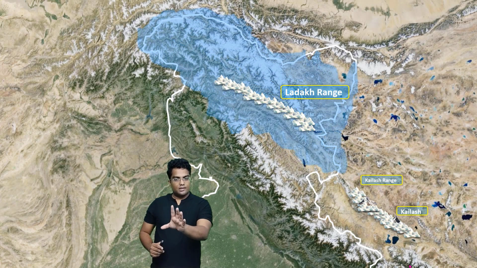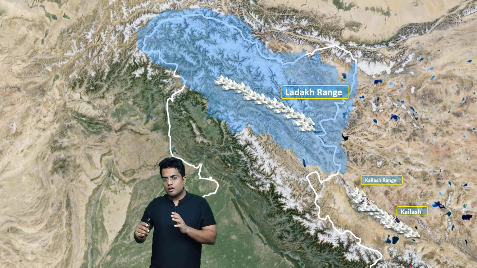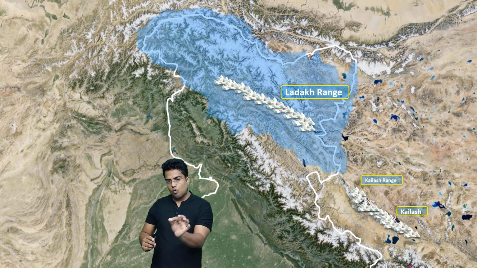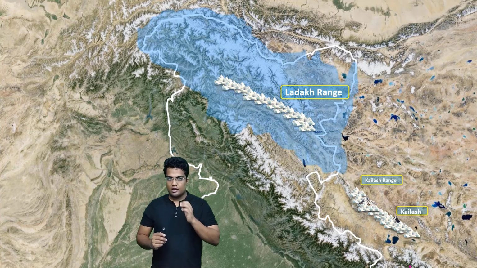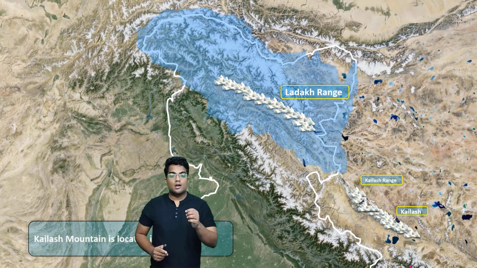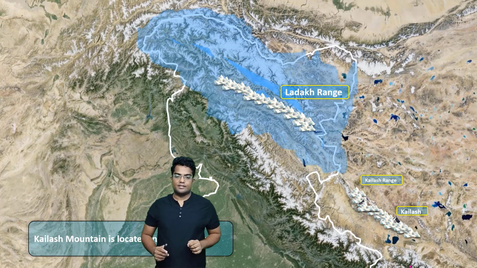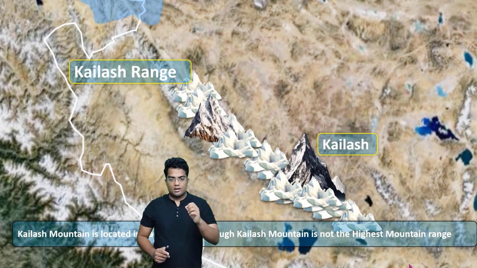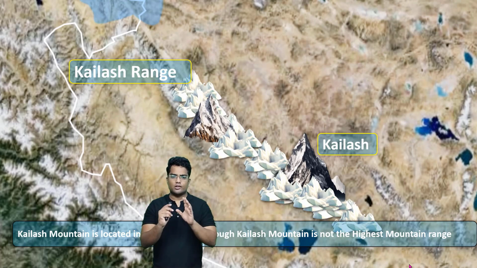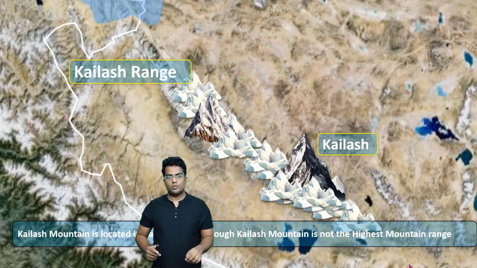As you can see, this is where the Kailash mountain is located. Just look close into the corner. That's the whole of the Kailash range, and then you have the Kailash mountain, right? You can see it well. So let's focus on the Kailash mountain. Kailash mountain is located in Kailash range. Easy to understand. So this is how it looks like. This is the Kailash range and that's the Kailash mountain. I think you have understood the whole concept, the difference between the Kailash range and the Kailash mountain.